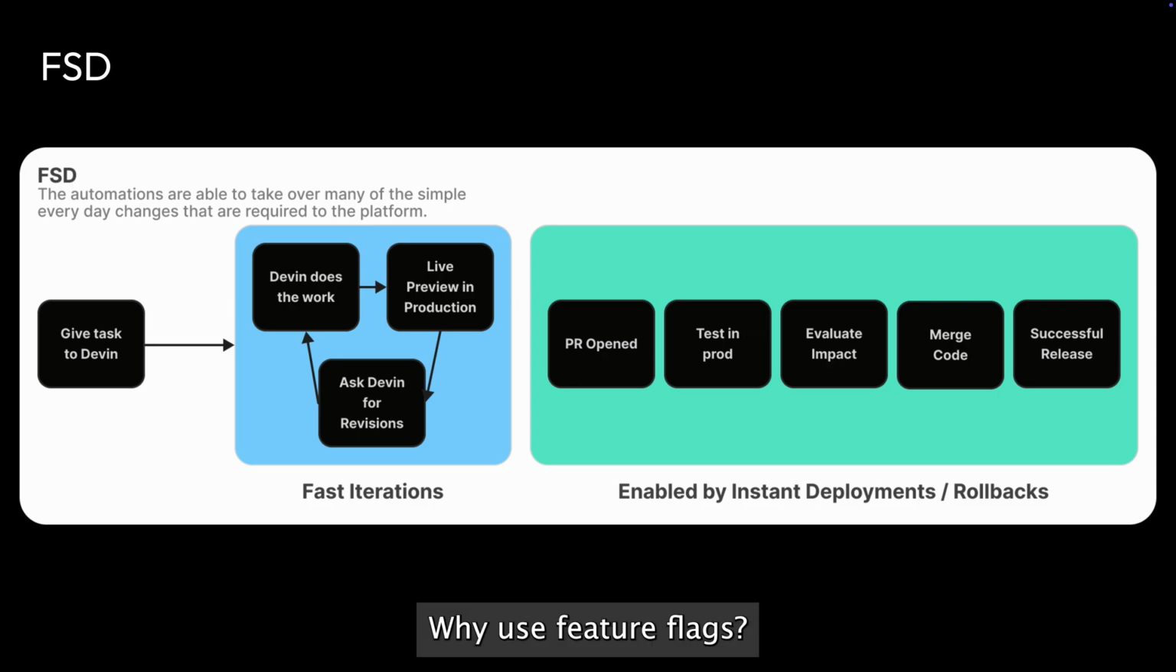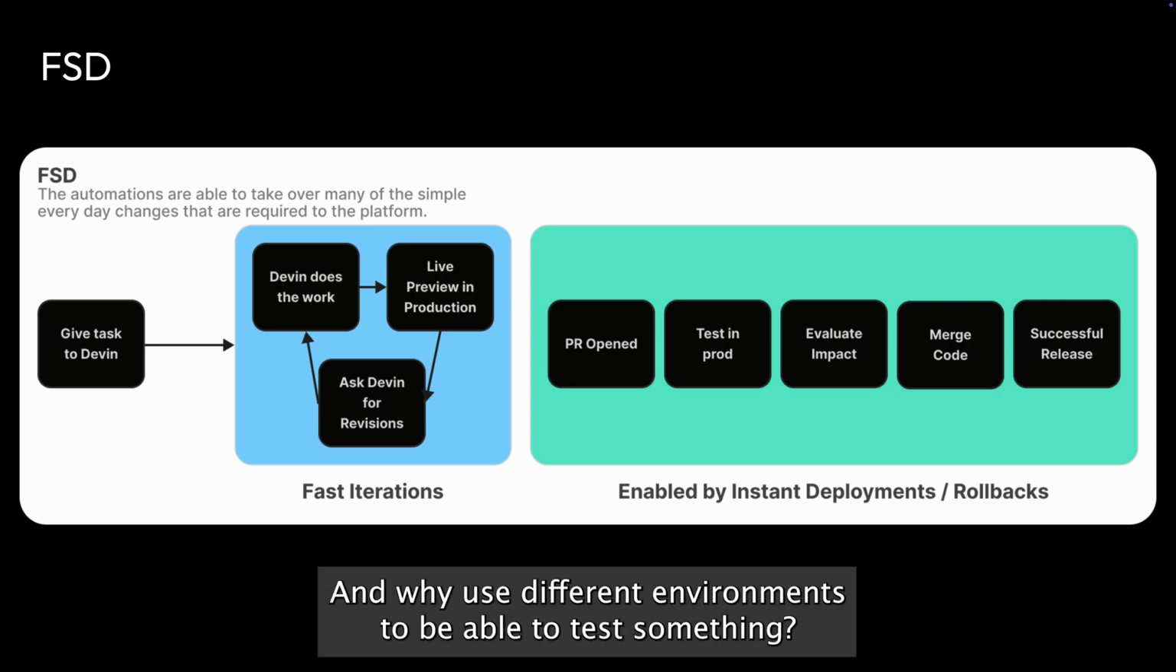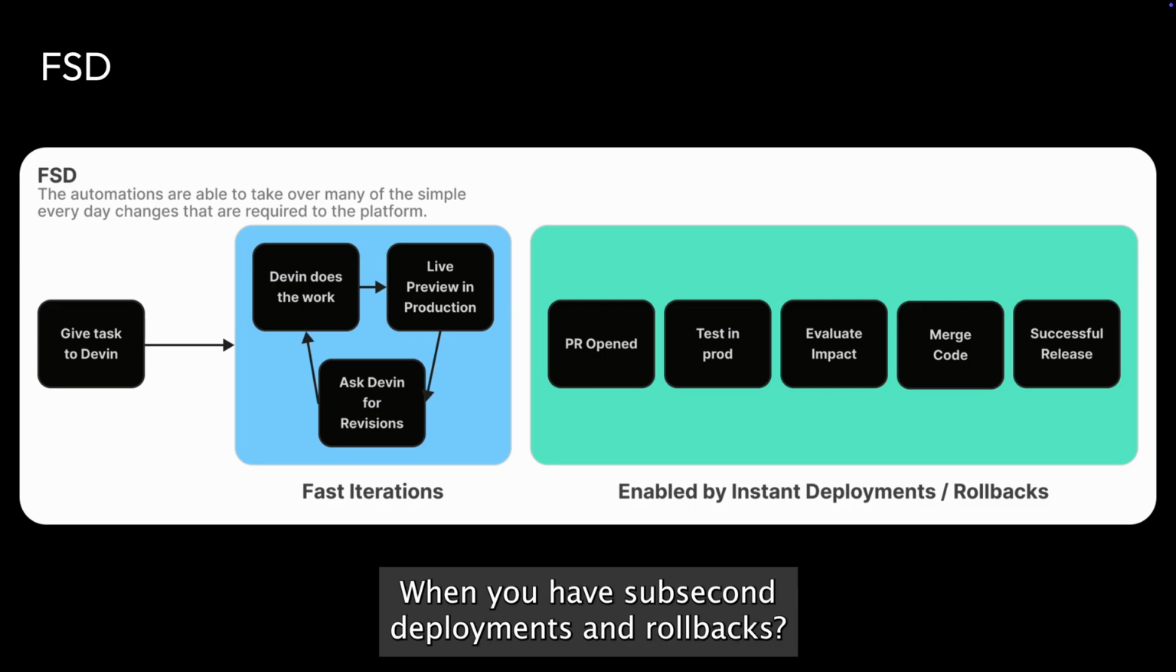Why use feature flags and why use different environments to be able to test something when you have sub-second deployments and rollbacks?